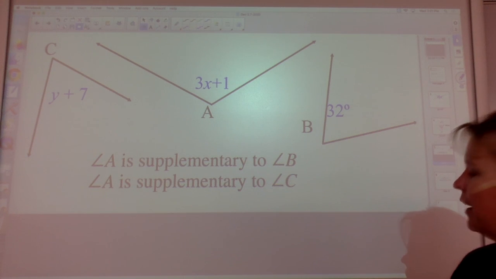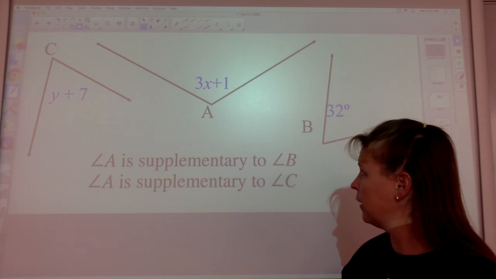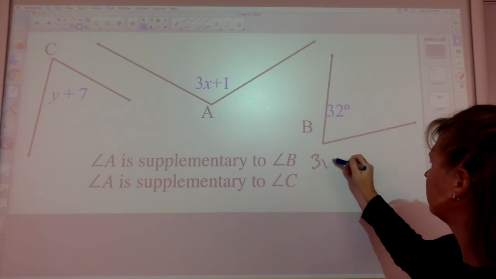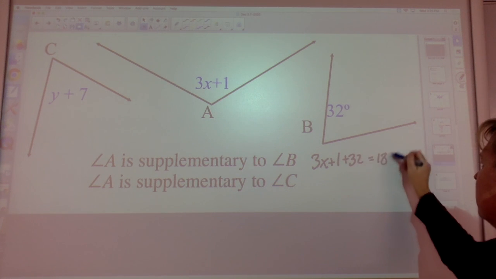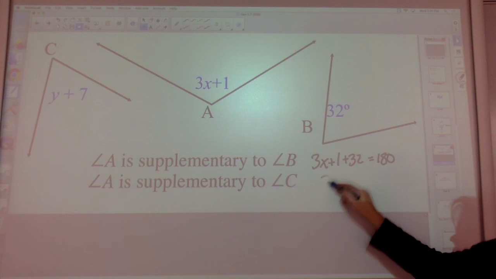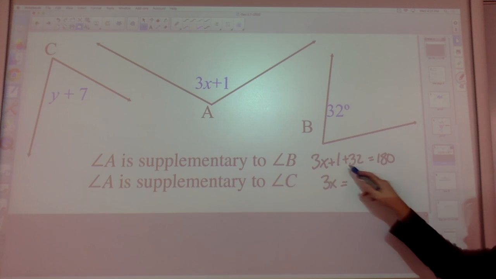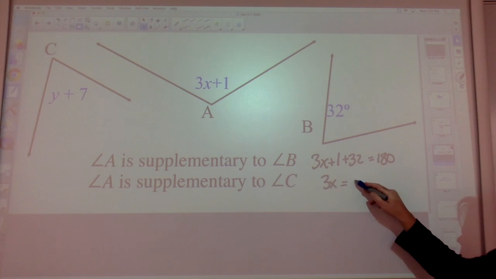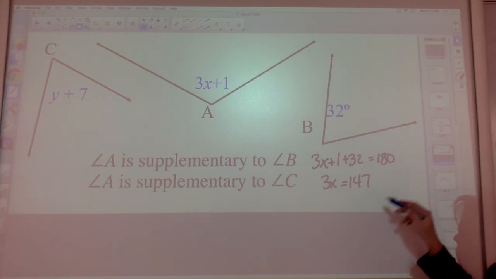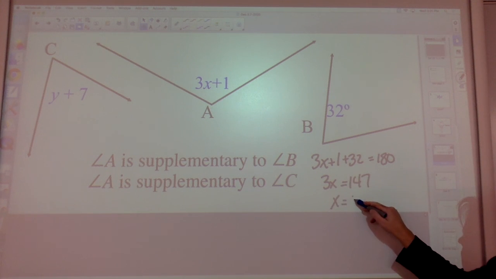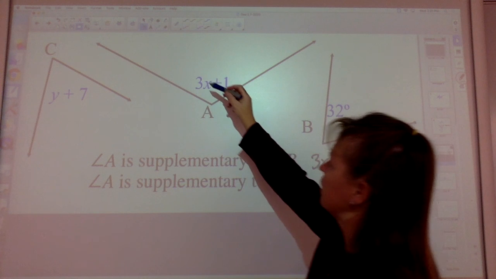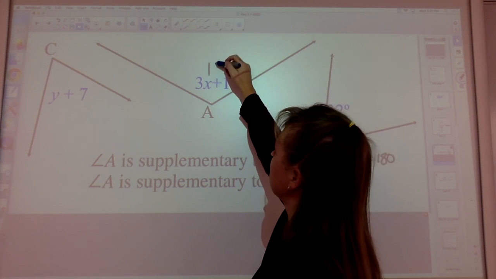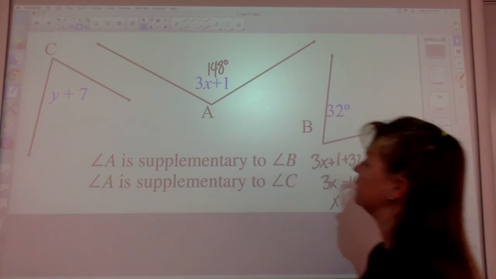Okay, let's find x. 3x plus 1 plus 32 equals 180. 3x equals, and if I want to take that 33 over here to this side, you would get 147. And x equals 49. If x equals 49, 3 times 49 is 147, plus 1 is 148 degrees.